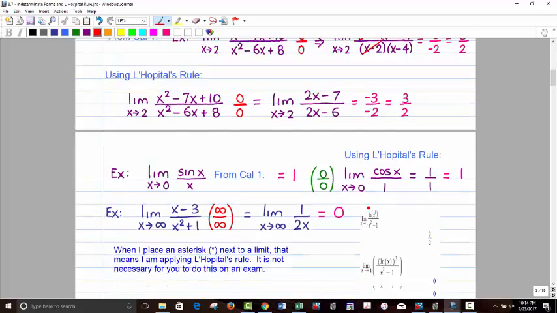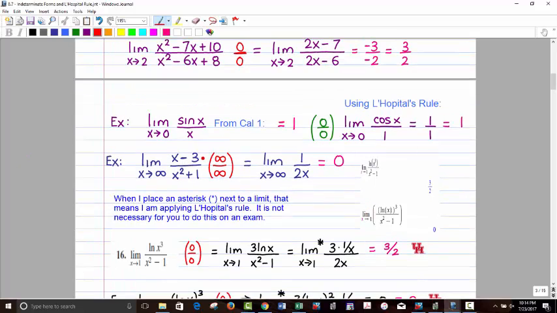Let's see. So how about this one? Limit as x goes to infinity of x minus 3 over x squared plus 1. Gives me infinity over infinity. I could do L'Hopital's Rule, or you could have just looked at the power on the bottom being larger than the top and automatically said 0. That would have been correct. But I want to show L'Hopital's Rule here. So it'd be 1 over 2x. Then you put infinity in there and you get 1 over infinity, which is 0.